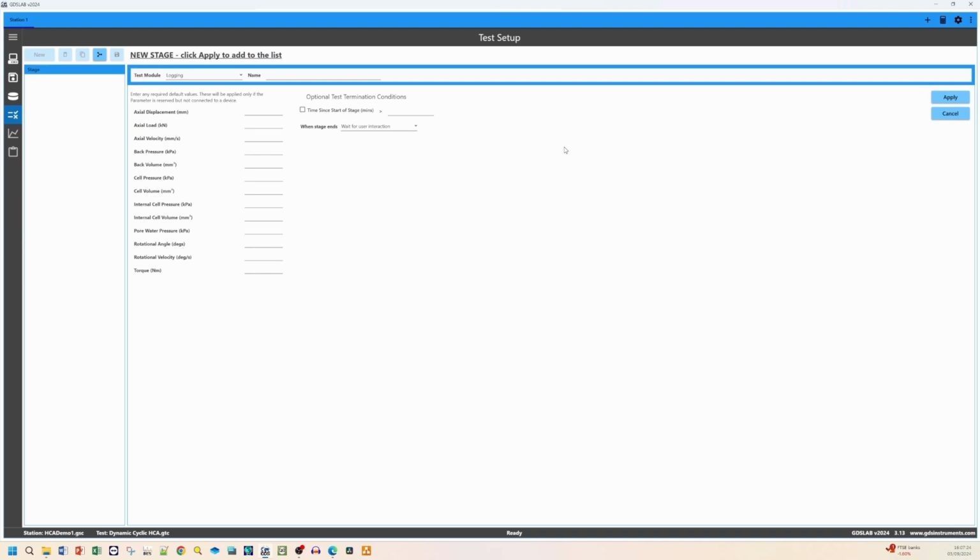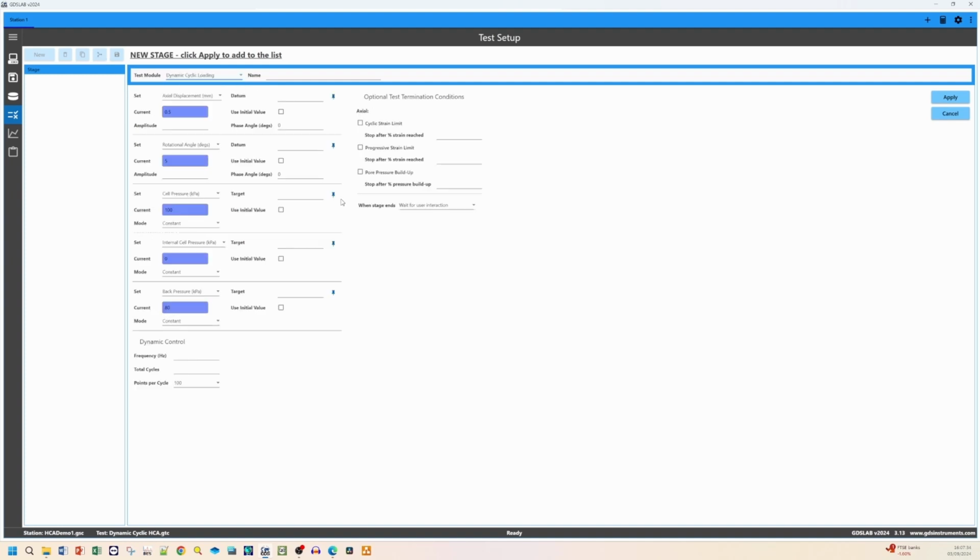The dynamic aspect of this test involves cyclic loading, which means the forces are applied in a repeated pattern, simulating real-world dynamic loads, such as those experienced during earthquakes or heavy machinery operation. So select dynamic cyclic loading from the test module list, and then you'll see lots of different set blocks.